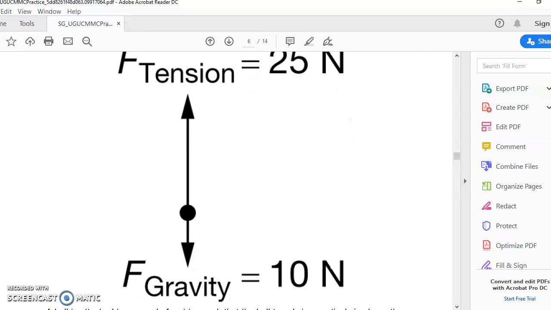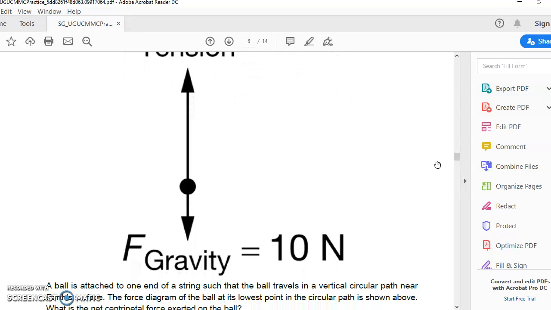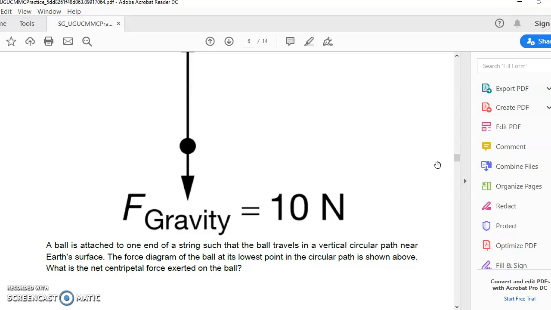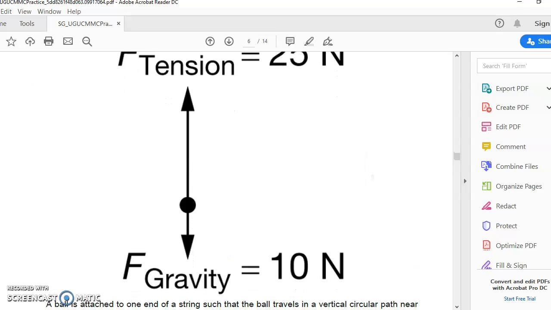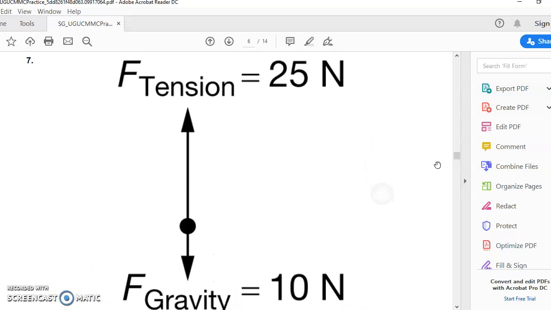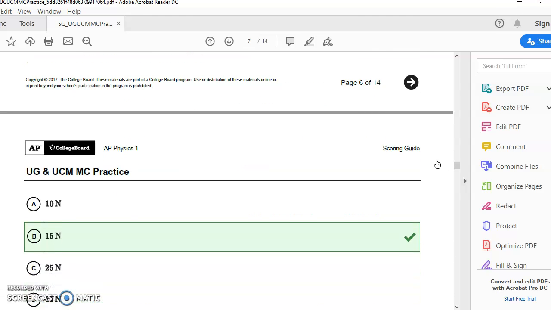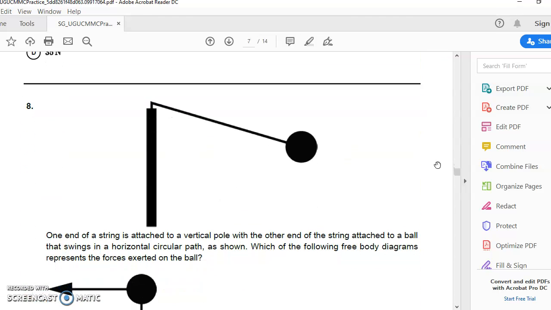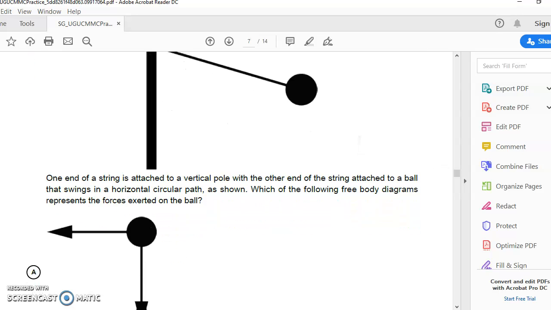Number 7, we have tension is 25, gravity is 10. The ball is attached to one end of a string, moving in a vertical circular path near the surface. The force diagram of the ball at its lowest point in the circular path is shown below. What is the net centripetal force on the ball? So 25 is up, 10 is down, so the sum of the forces is the centripetal force, so it's 15 newtons of force, B.